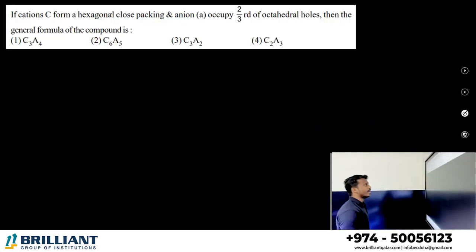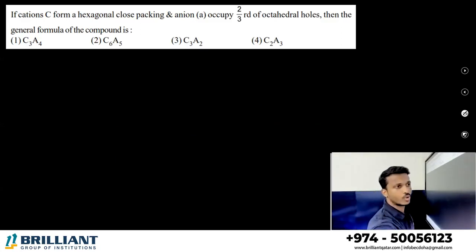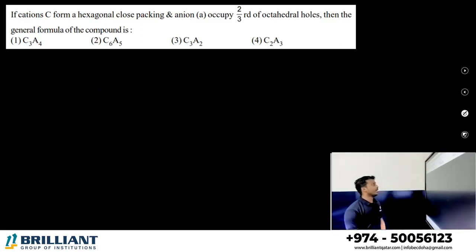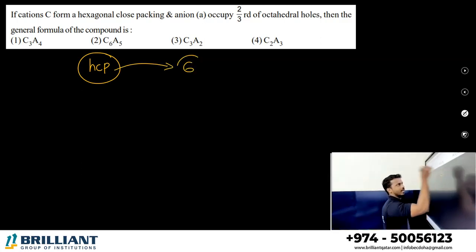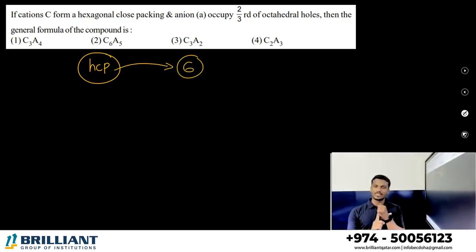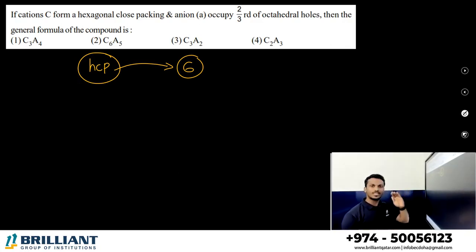Next, if cation C forms a hexagonal close packing, what is the system? HCP. In HCP system, what is the number of atoms per unit cell? 6. In a simple cubic system, 1 atom. BCC, 2 atoms. FCC and CCP, 4 atoms. HCP, 6 atoms. So you got the system. What is your system? HCP. How many atoms are there? 6 atoms are there. Okay.